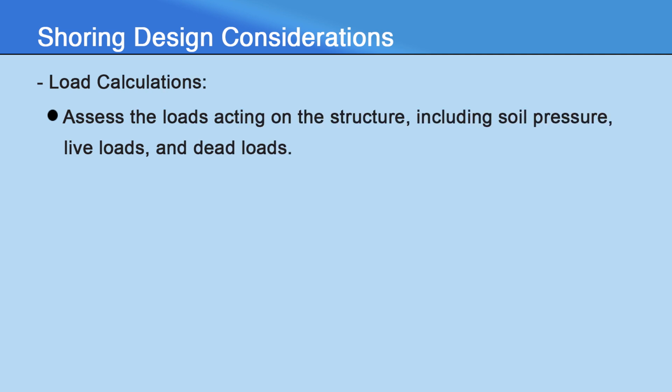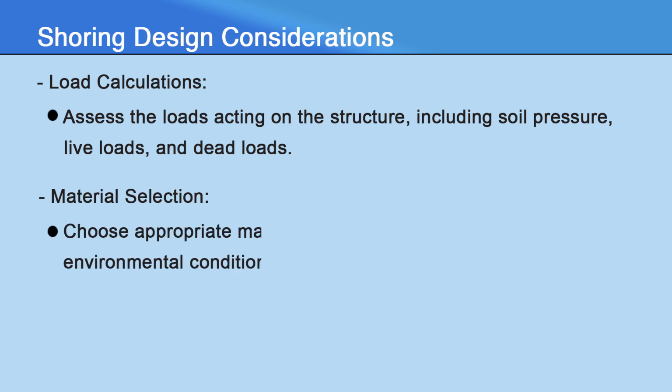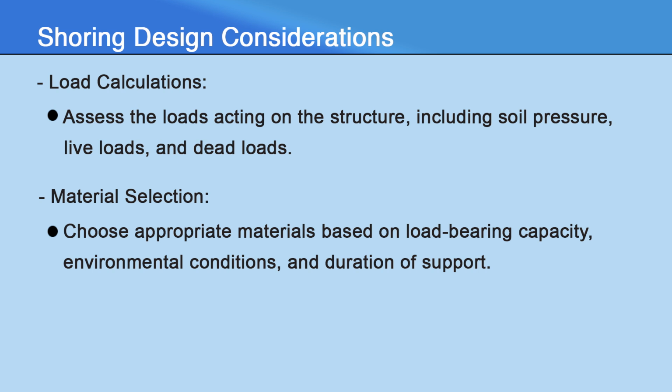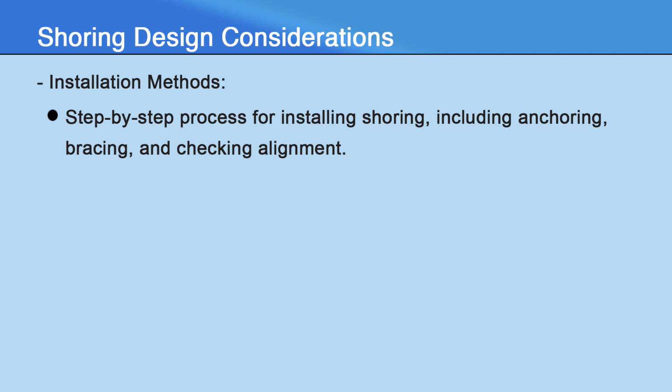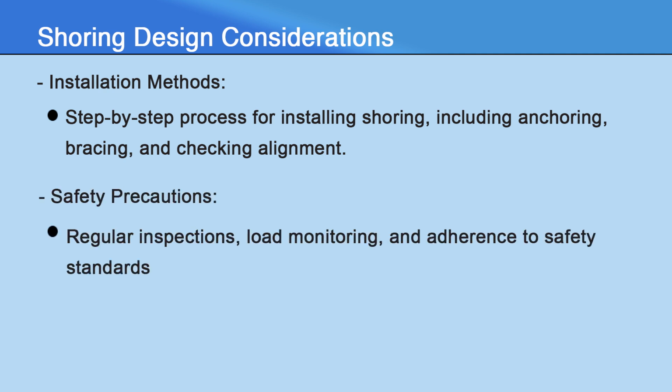Shoring design considerations. Which factors do we have to consider for the design? The first, load calculation: assess the load acting on the structure including the soil pressure, live load and dead load. Material selection: choose appropriate materials based on the load bearing capacity, environmental condition and duration of support. Installation methods: the step by step process for installing the shoring including anchoring, bracing and checking the alignment. Safety precautions: regular inspections, load monitoring and adherence to safety standards. So, these are the shoring design criteria.